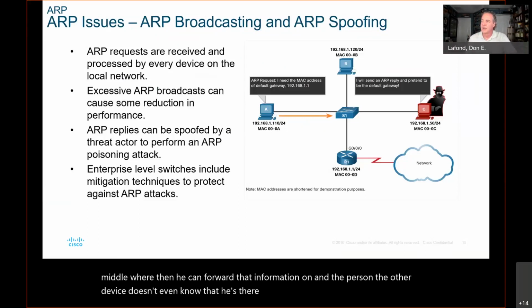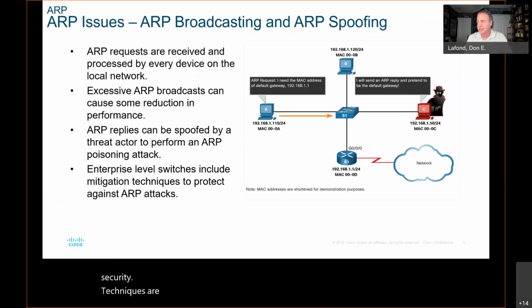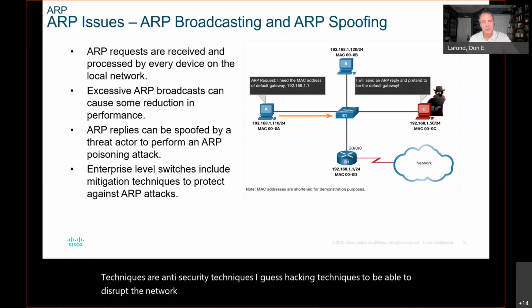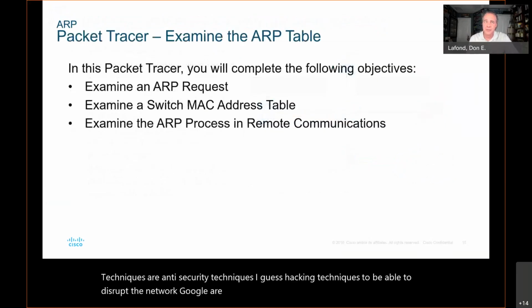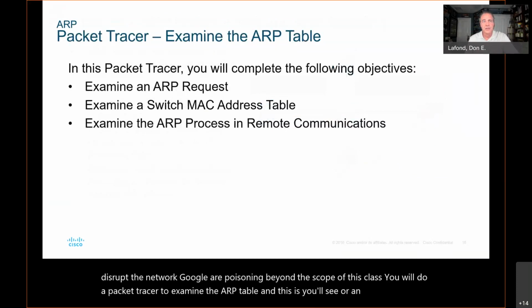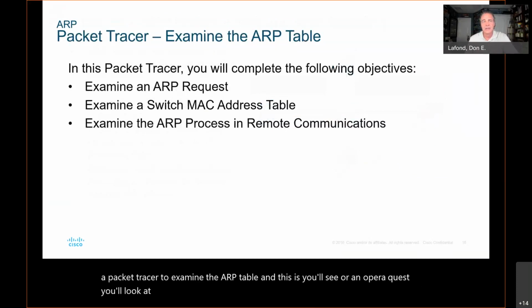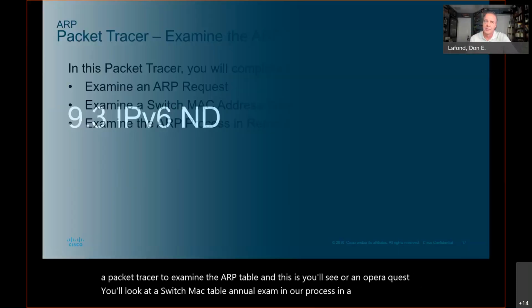There are some other security techniques, anti-security techniques, I guess, hacking techniques to be able to disrupt the network. Google ARP poisoning. Beyond the scope of this class. You will do a packet tracer to examine the ARP table, and you'll see an ARP request. You'll look at a switch MAC table, and you'll examine the ARP process in remote communication.